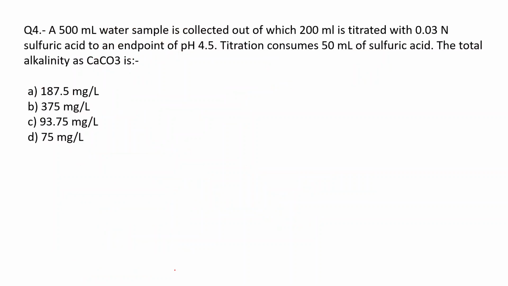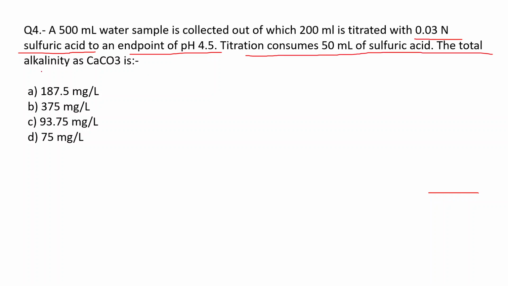Moving forward, question number 4: a 500 ml water sample is collected, out of which 200 ml is titrated with 0.03 normal sulfuric acid. It is a strong acid. We have solved the problem of strong acid only, to the end point of 4.5. This is the equivalence point. The titration consumes 50 ml of sulfuric acid.